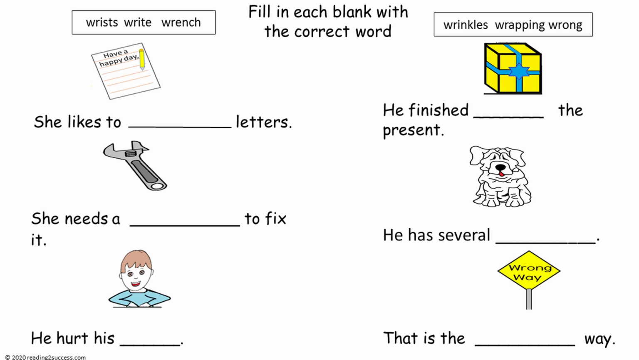So now complete this template with children, and each column has 3 choices listed above it. In the first column we have wrists, right, and wrench. So read each sentence with the kids and then determine which word to put in each space. So for example, the first sentence, she likes to blank letters. Try the first word, wrists. She likes to wrists letters? No, that doesn't make sense. She likes to write letters. Definitely, that's the one. And then go to the next column, and the choices are wrinkles, wrapping, and wrong, and complete those 3 sentences with kids. And these are the answers.